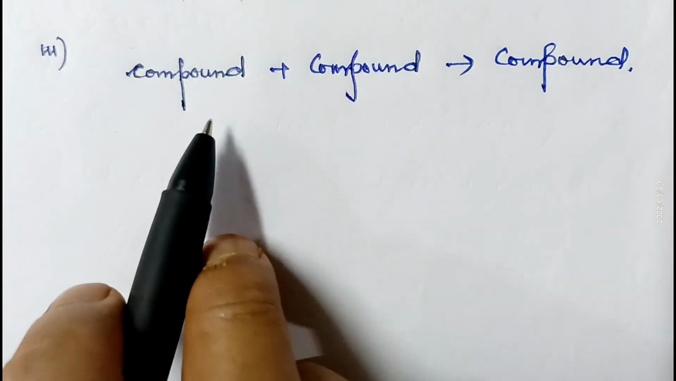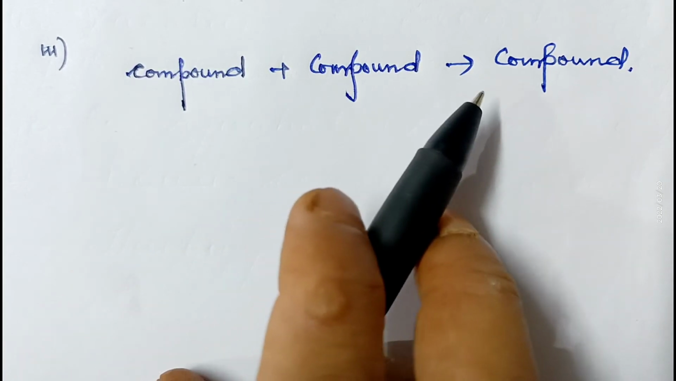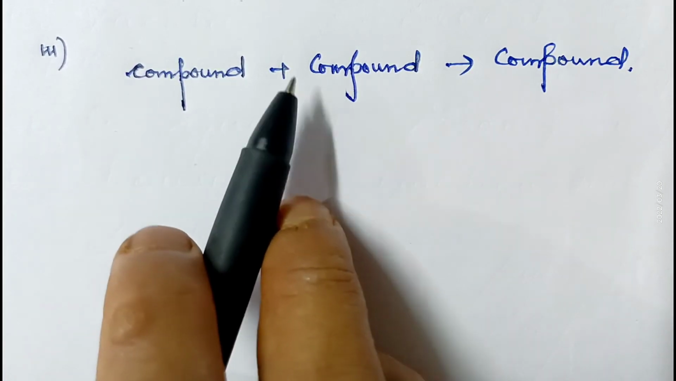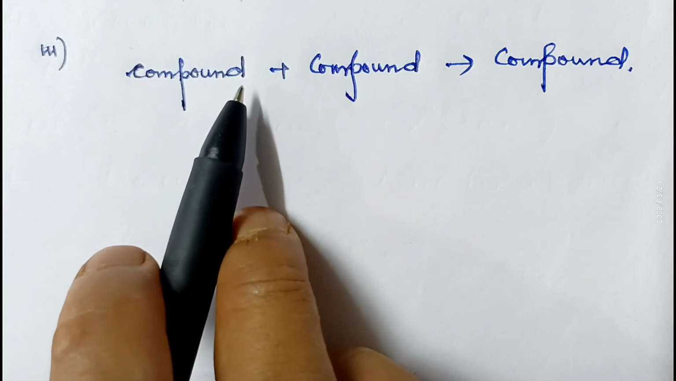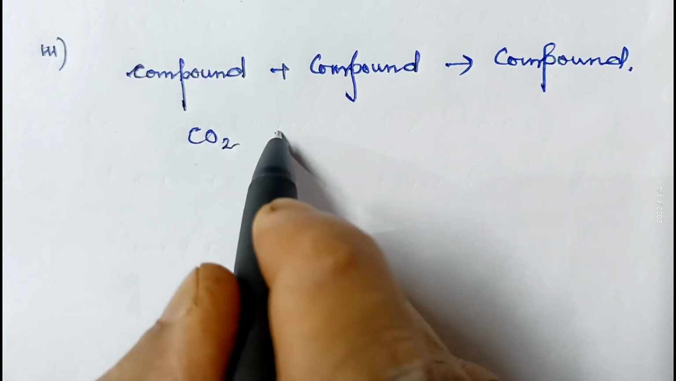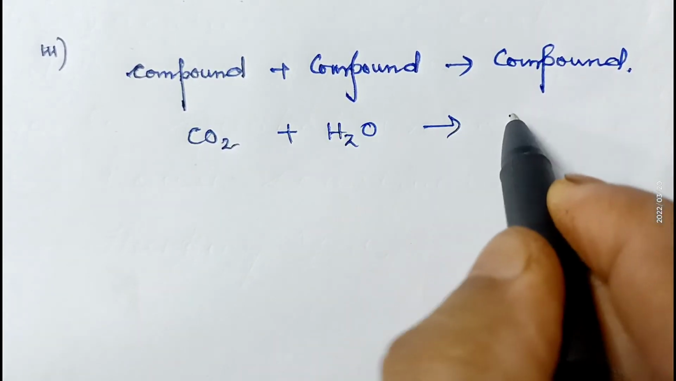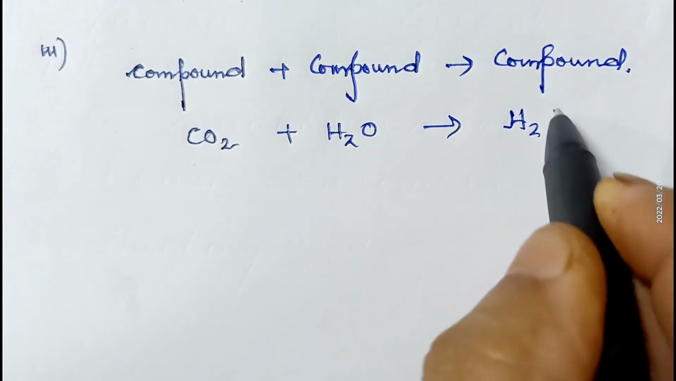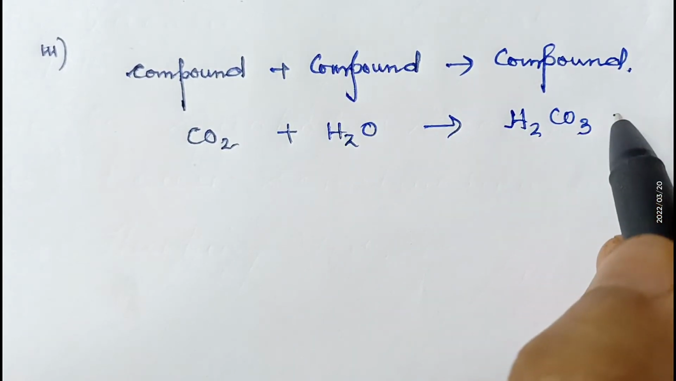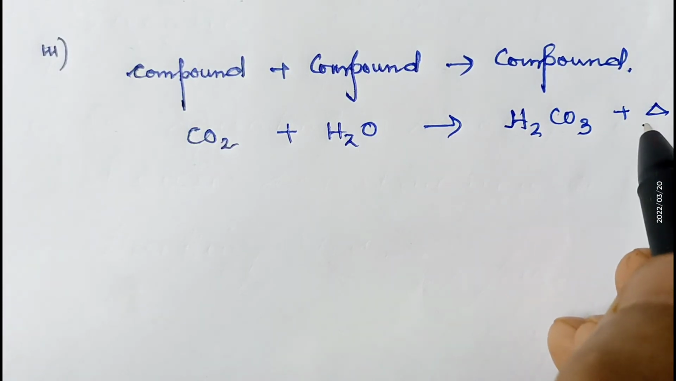Now in the third case, when one compound reacts with another compound to form a new compound, then it is also a combination reaction. So we can consider an example: suppose carbon dioxide reacts with water and it forms carbonic acid. Formula of carbonic acid is H2CO3, and during the reaction a small amount of heat is liberated, which is represented by this triangle sign.